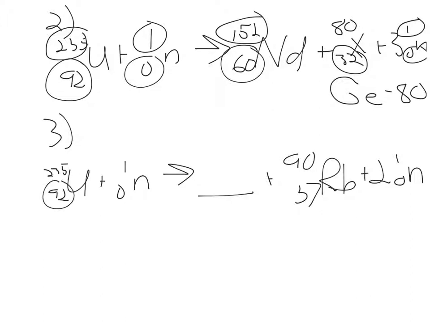Again, 92 charge here, so this side has to add up to 92. So whatever 37 adds to become 92, looks like that has to be a 55 charge. Okay, then on top, 235 and 1 is 236, so 90 and 2 this time, sorry. So we have a 92 on top. 92 plus something has to equal 235, which is a 143.